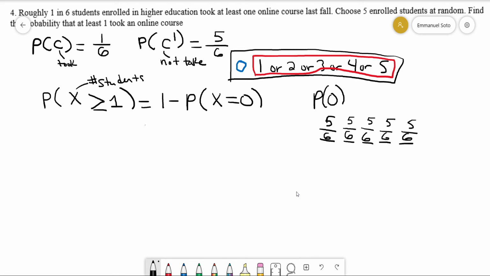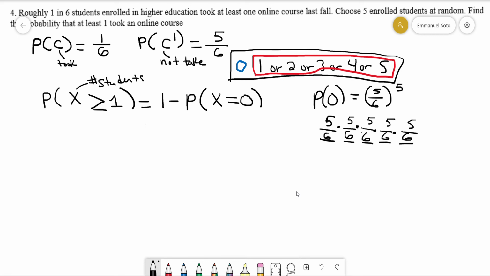Since you are selecting 5 students, all of them have to not take the course for you to get the probability of 0. That means that this is an AND probability. So this has to be true, and this has to be true, and that has to be true. When you multiply probabilities, you're dealing with AND. So in this case, we have to multiply these guys. So this is 5 over 6 raised to the 5th power.